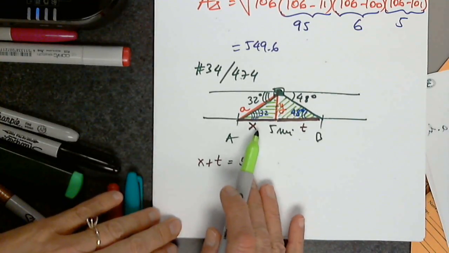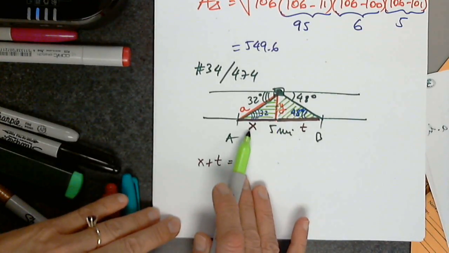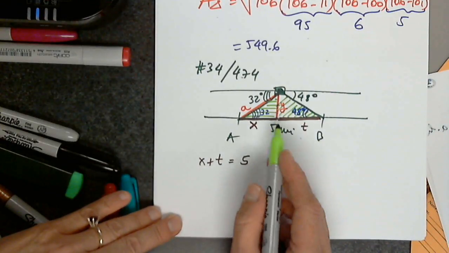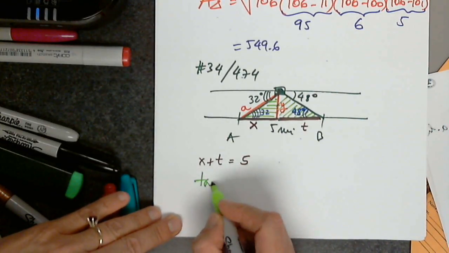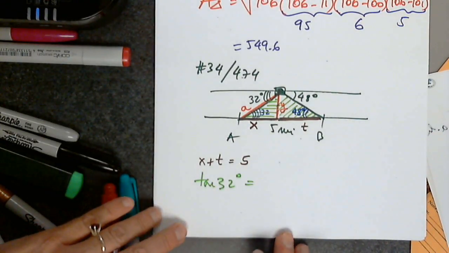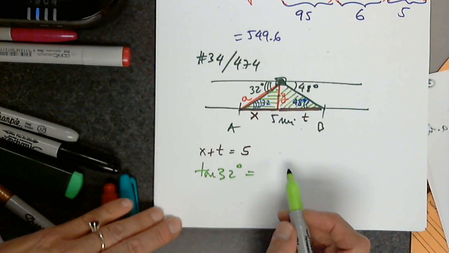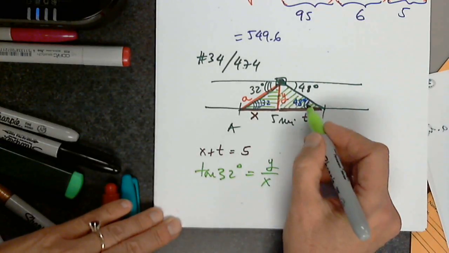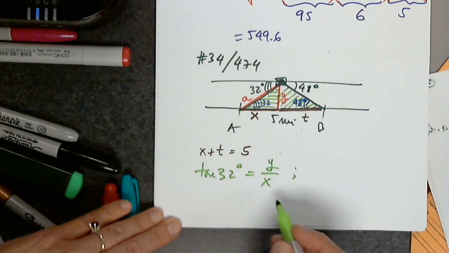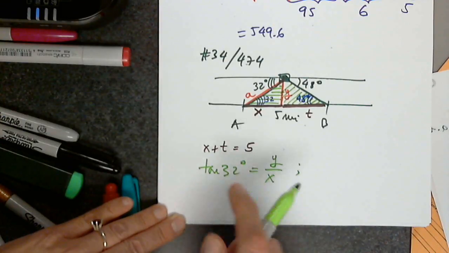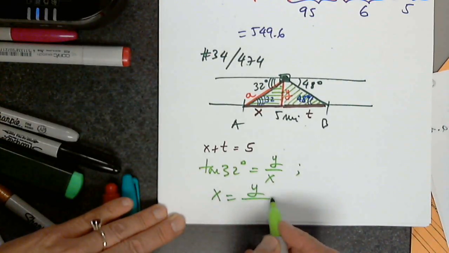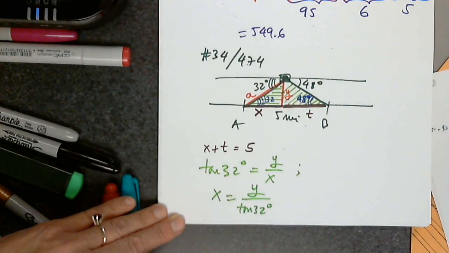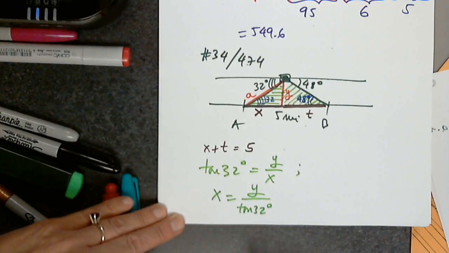I would have preferred to say tangent. Here's why. If I say tangent 32, what do I get? Careful. Y over x. Good. Let's come back here. Yes, I can take x from here, cross multiplying, so x equals y over tangent 32. Good. So now from the other triangle, I want to find y.